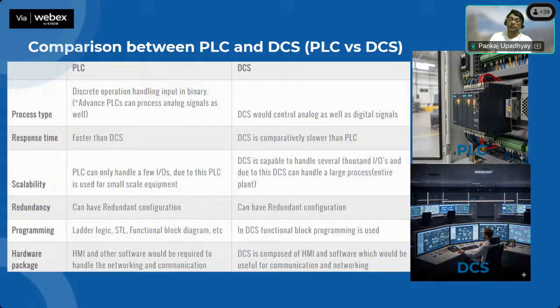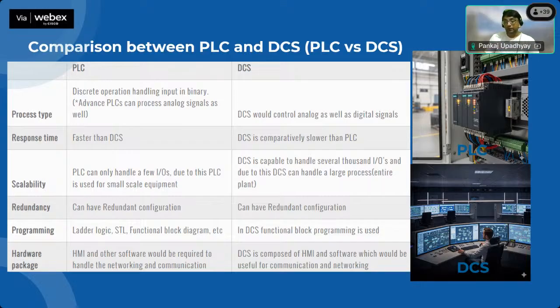Response time: the PLC is faster than DCS. DCS is comparatively slower than PLC because it has to do lots of processing for decision making and then send the command to the physical devices. A PLC is just simple software which connects with the physical device, and we can put certain logic in there, like we do in C and C++ programming: if this is happening, then take this action; if not, then take this. These are the if-else conditions.